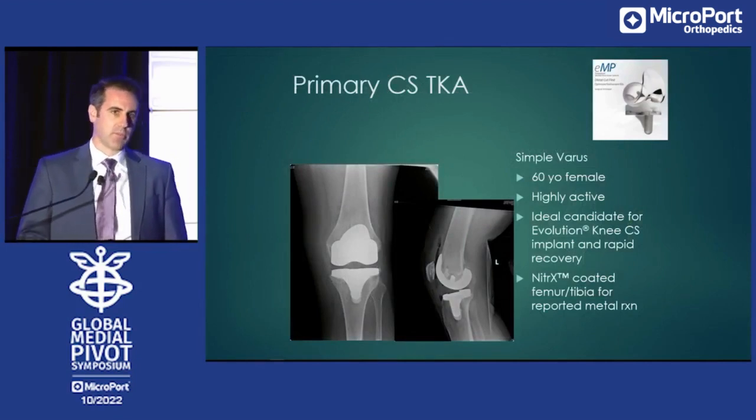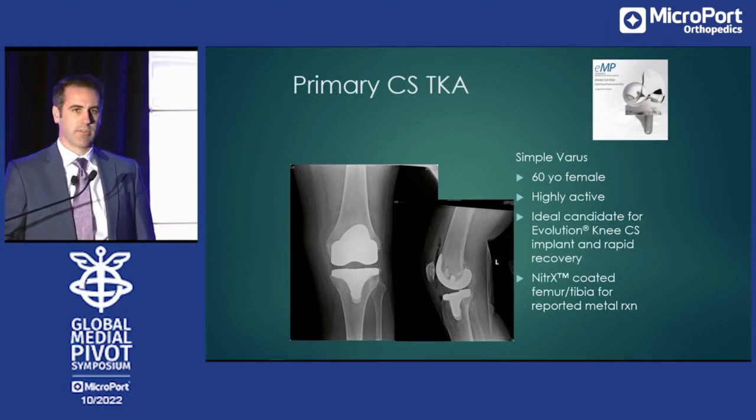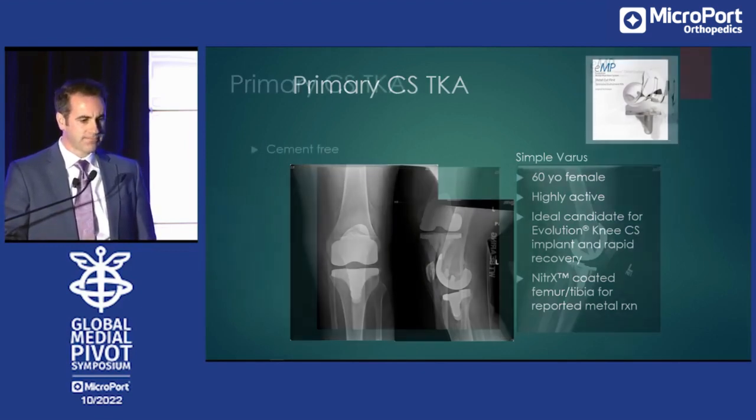So our first case is a pretty straightforward, simple primary total knee, a little bit of varus, a 60-year-old lady, a very active patient who had some metal allergy. So it highlights the first utility, that we can use a nitrix-coated knee to help us get around some of that metal issue. This is an ASC patient that was a rapid recovery and did quite well.